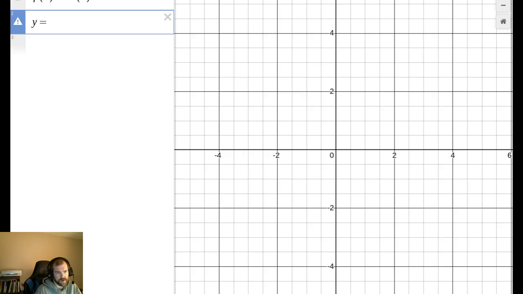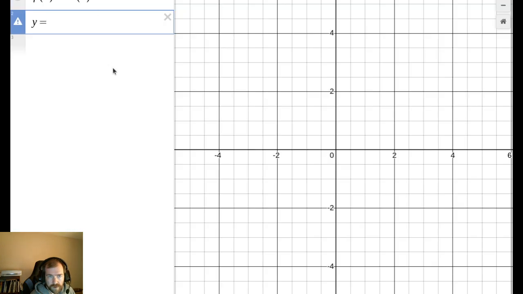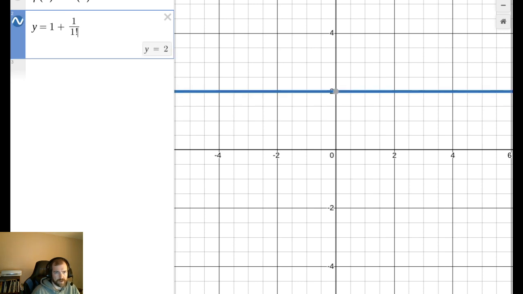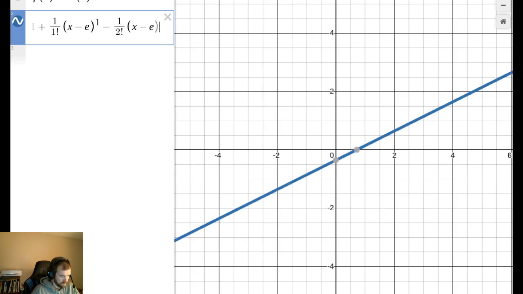Nope. Y equals... What did we say it was on the other page? We summarized this as 1 over e to the k times x minus e to the k with n factorial. That's easy enough anyway. Alright, 1 plus 1 over e times, and you know what, let's just simplify it. This is going to be 1 over 1 factorial, x minus e to the first, minus 1 over 2 factorial, x minus e to the second.